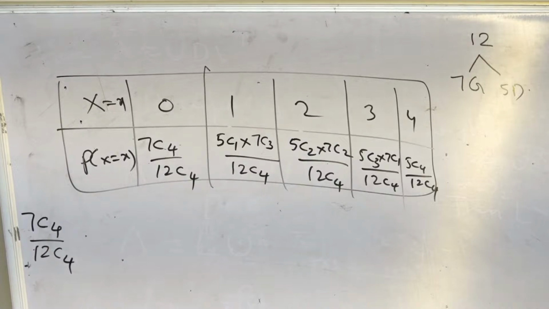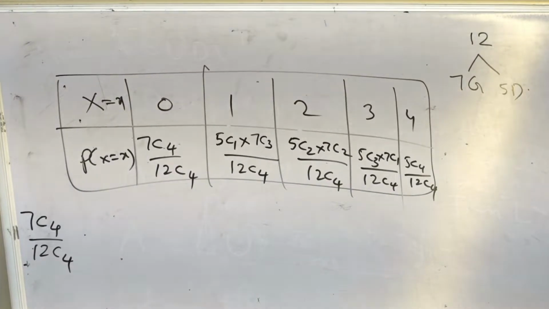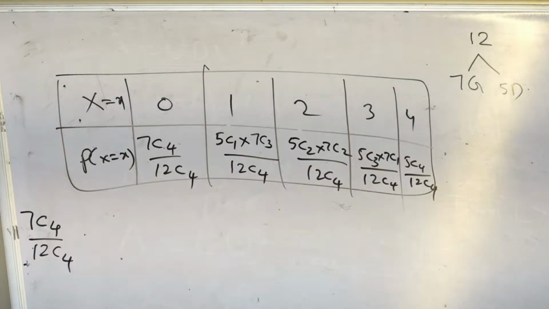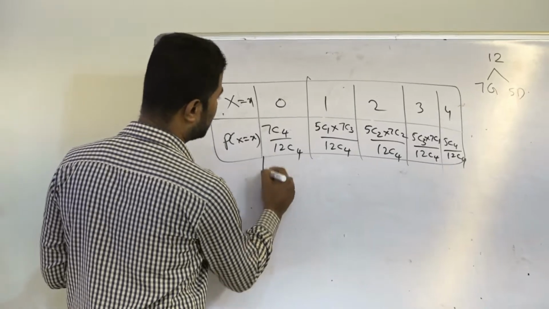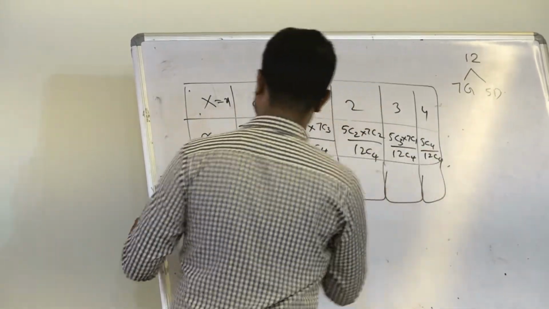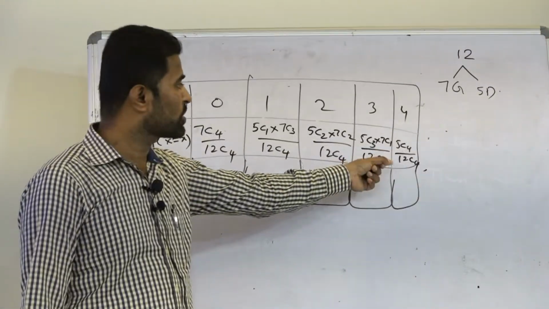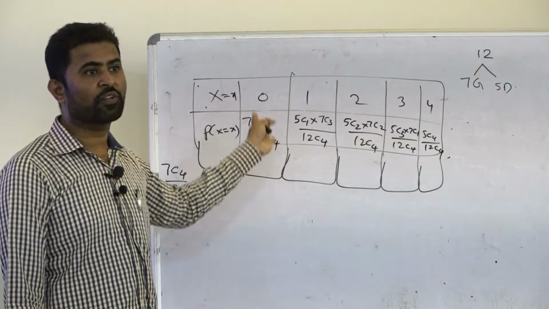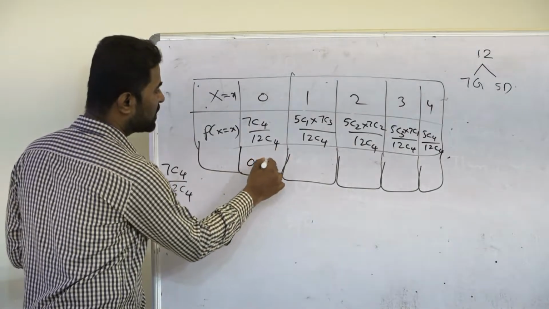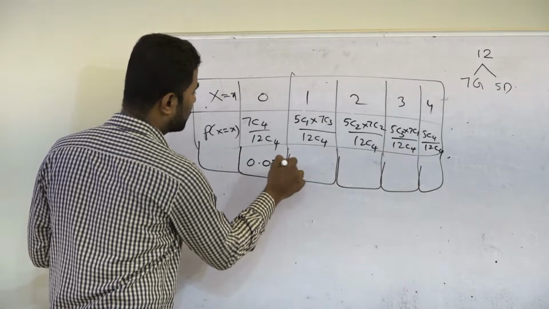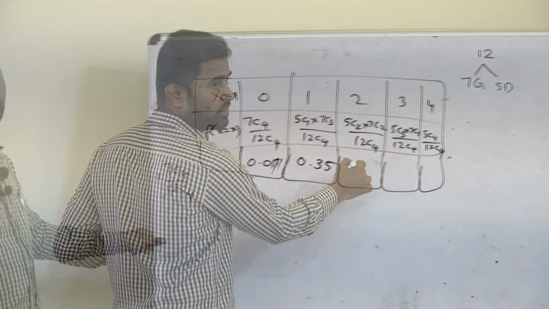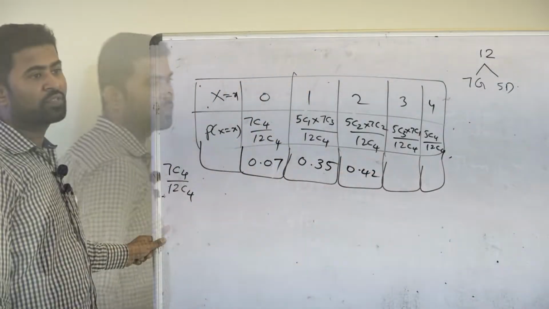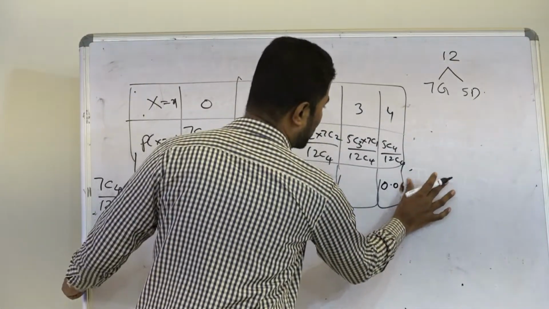I deliberately did not take the tabular form because I wanted to tell you that if you are able to write it in the tabular form, we can use it. Then we are getting some values. What is 7C4 by 12C4? What is 12C4? Find out fast and tell me these values. 7C4 by 12C4 is 0.07. Next, 0.35. Next, 0.42. What is 5C4 by 12C4? Last one, 0.01.